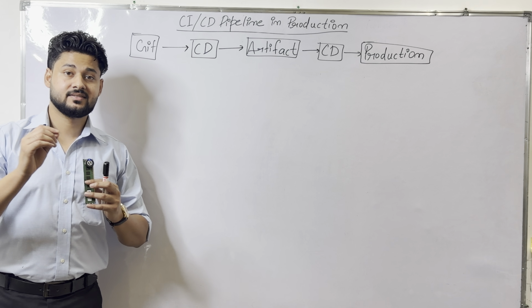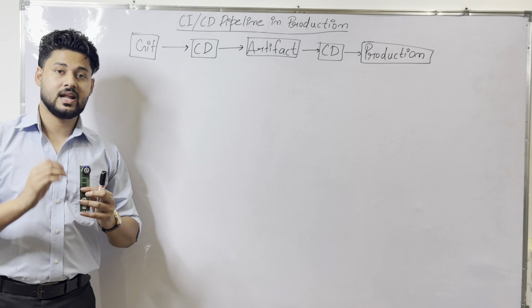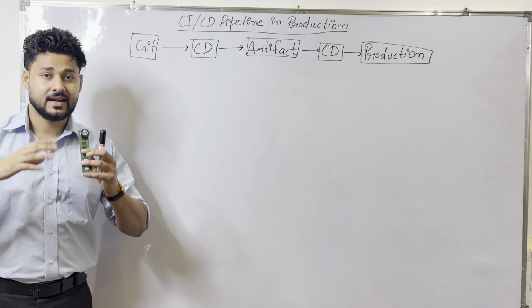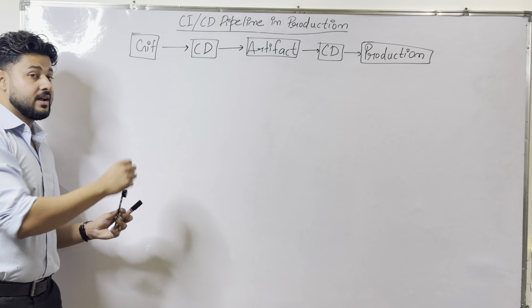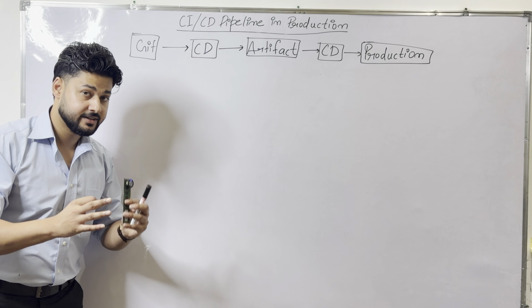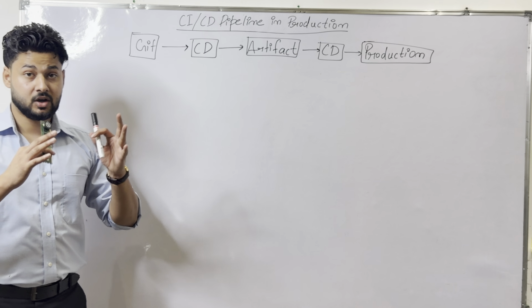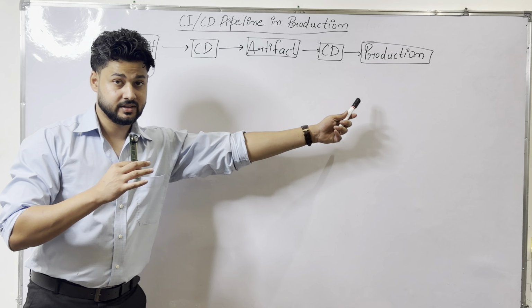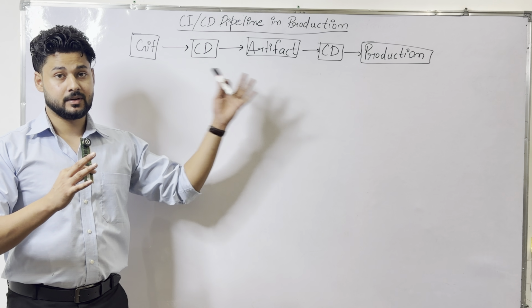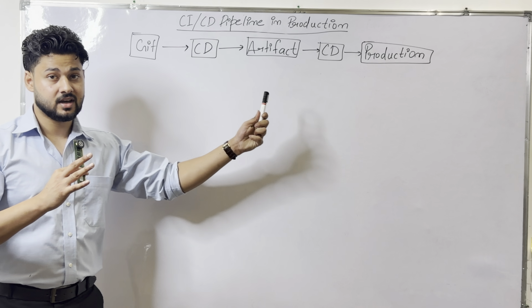Let's suppose you write some code, you test it on your local laptop, everything looks fine, and now you push that code to GitHub. Now, how does this code actually reach from GitHub to production? Because between this GitHub and production, there are a lot of things happening in the pipeline. So let's understand the full journey step by step.